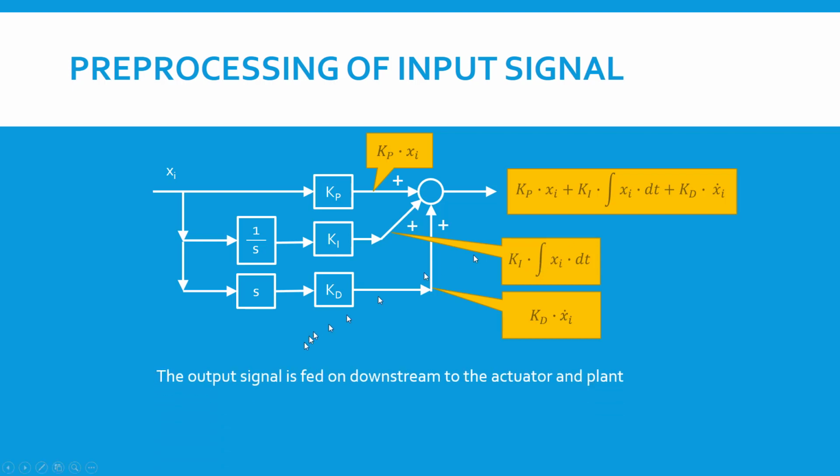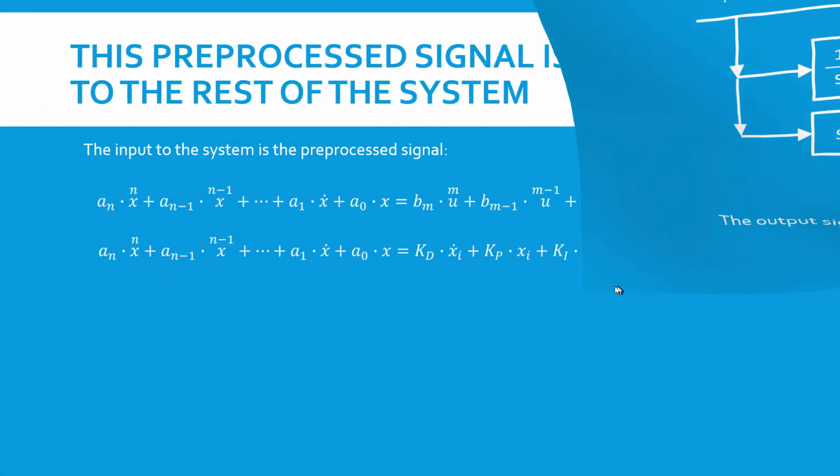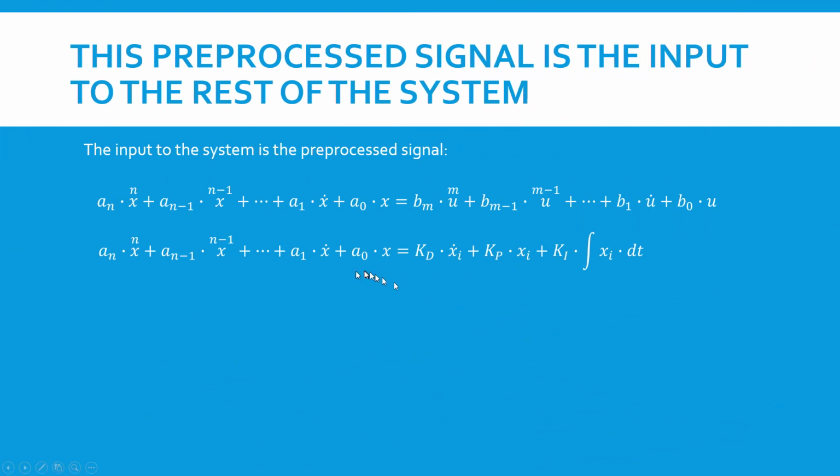And I've already said this, but these three actions, proportional, integral, and derivative, are added together and fed downstream to the actuator and then on to the plant through the actuator. So we're going to change this system a little bit. We're going to take the pre-processing part, which we just talked about, and replace these u's with xi's.